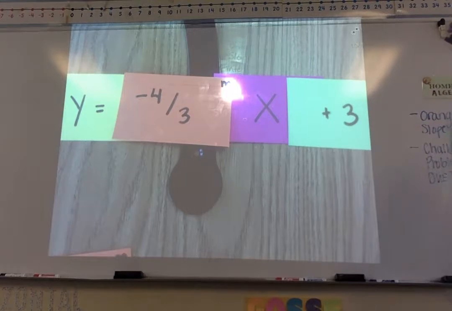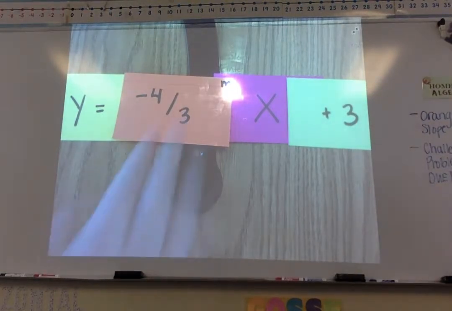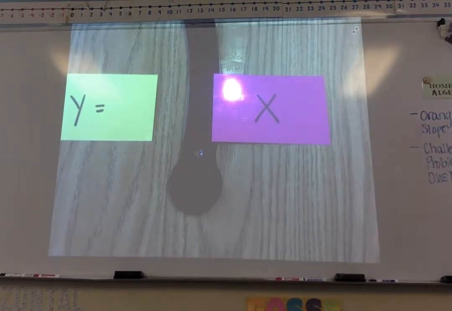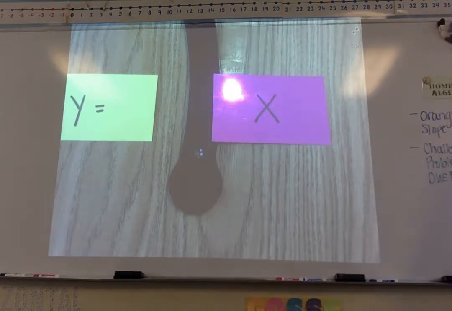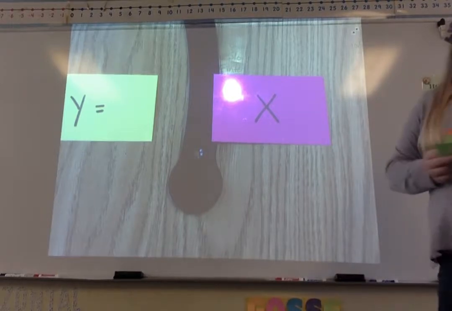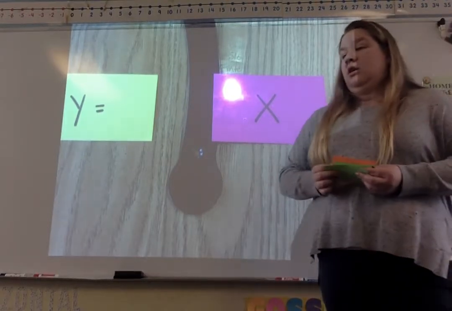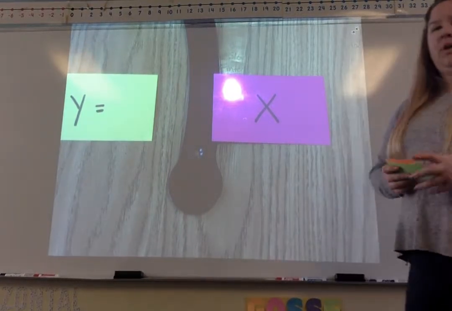Oh, we have so much time, you guys. Great. All right, one more. Show me the equation of a line that has a slope of 2 and a y-intercept of -5. Slope of 2 and a y-intercept of -5. Good, good. -5. Good. All right, great.